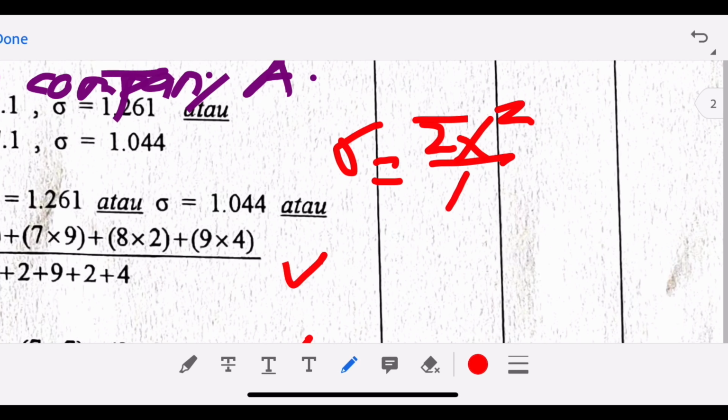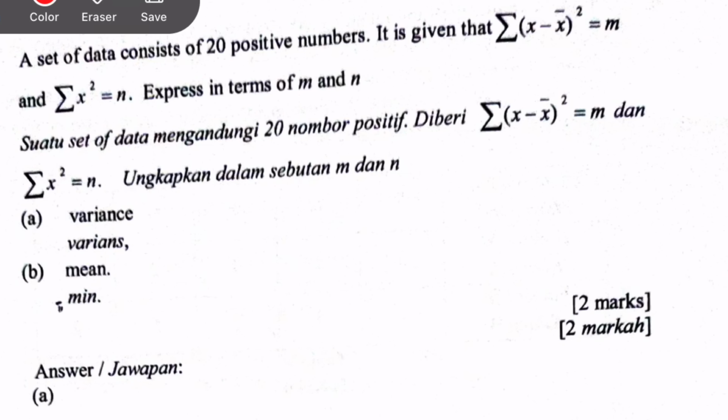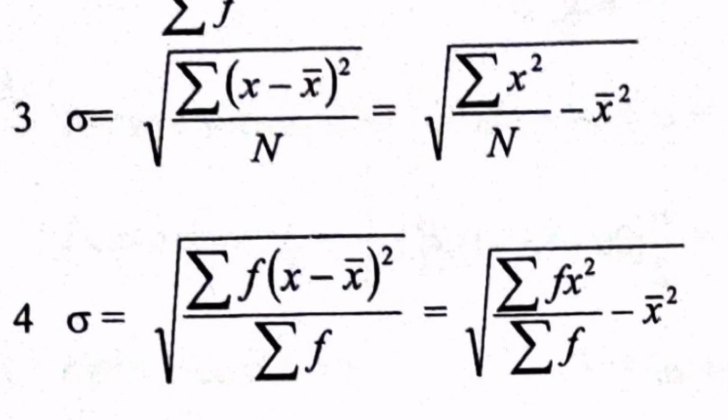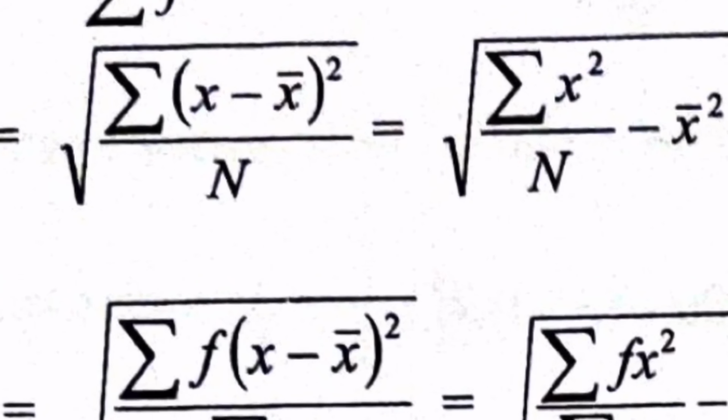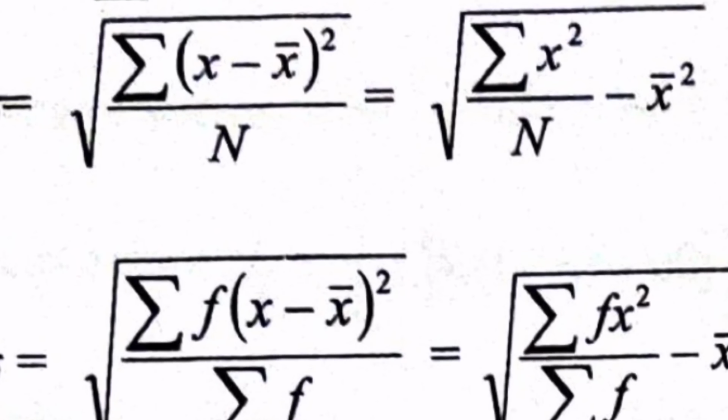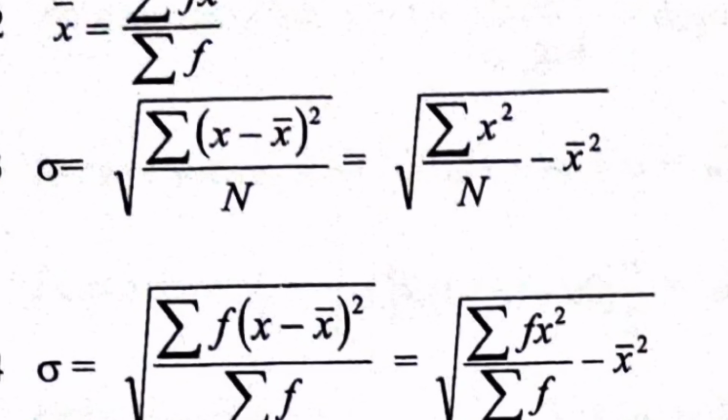Okay, let's proceed to the next question. A set of data consists of 20 positive numbers. It is given that the summation of the data minus the mean, squared, equals m, and the summation of x square equals n. Express the variance and the mean in terms of m and n. For this question, we have to refer to the formula list. Which formula will you use? Of course, you will choose the one with x minus x mean and then square, so we will choose number 3.